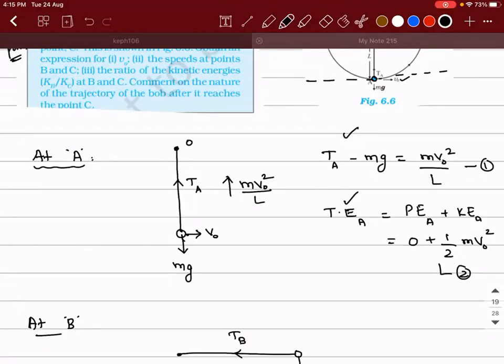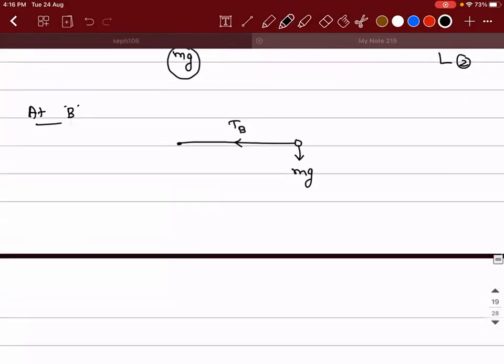So in the case A, what is happening? It is because of this Mg that TA is coming to picture. Whereas at point B, the Mg is acting in opposite direction. So what is the role of tension? Here tension is the one which is providing the necessary centripetal force, and here it is going to be M into Vb square divided by L. Clear? So TB, tension at point B, will be equal to M into Vb square, the whole divided by L. Right, let this be equation number 3.